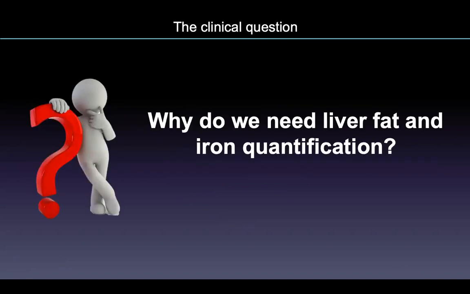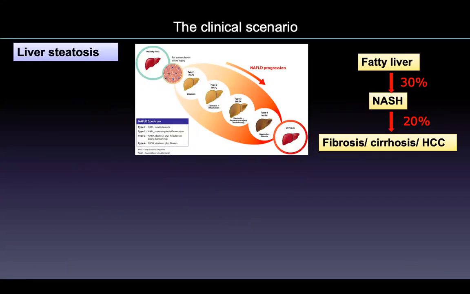And I will start this presentation with a clinical question, that is, why do we need liver fat and iron quantification? And let's start with liver steatosis. Well, steatosis or fat accumulation is the histological hallmark of non-alcoholic fatty liver disease, which is now the most frequent liver disease in the Western countries.